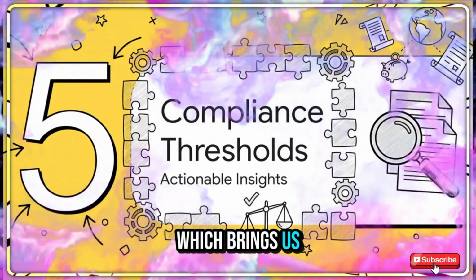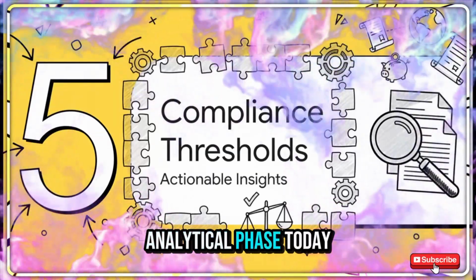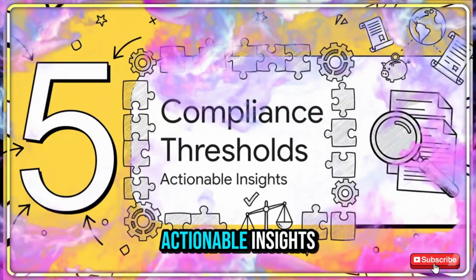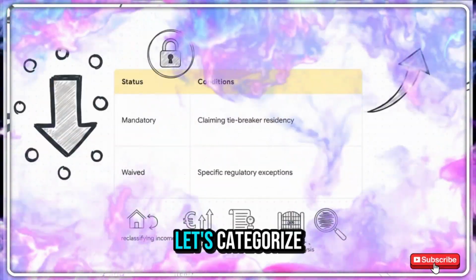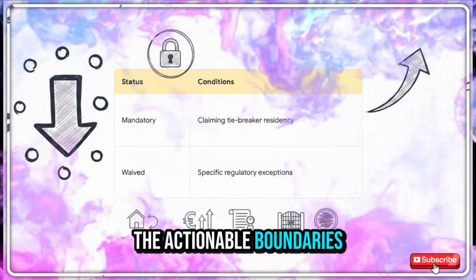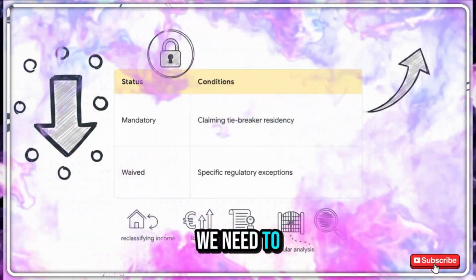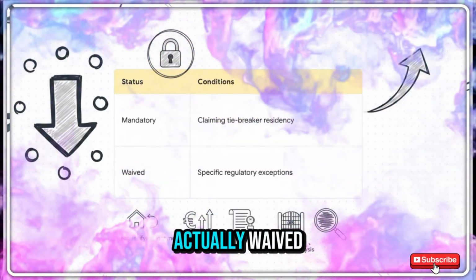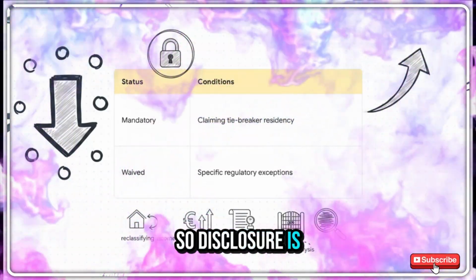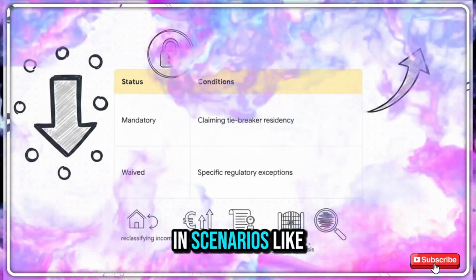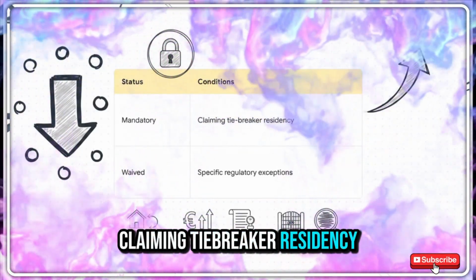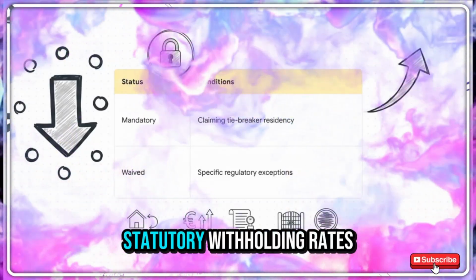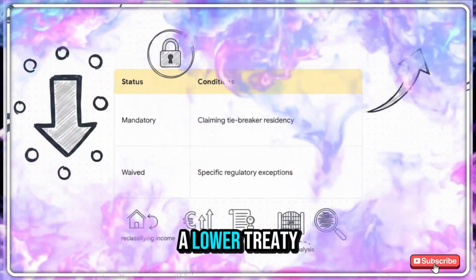Which brings us to our final analytical phase today, Section 5, Actionable Compliance Thresholds, Actionable Insights. Let's categorize the actionable boundaries of compliance. We need to specifically define when disclosure is strictly mandatory versus when it's actually waived. So disclosure is non-negotiably mandatory in scenarios like claiming tiebreaker residency, reclassifying your income source, or overriding domestic statutory withholding rates just to secure a lower treaty rate.